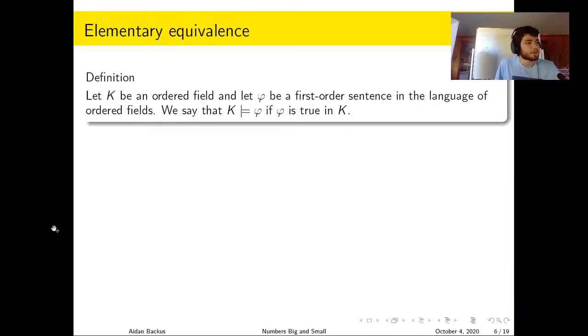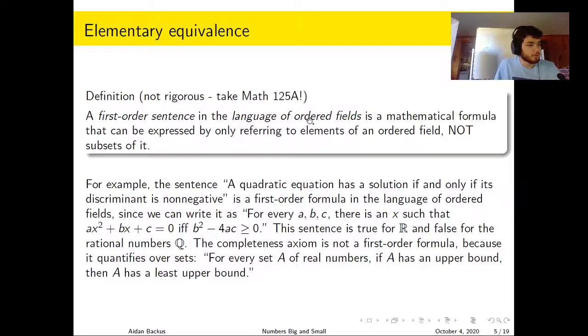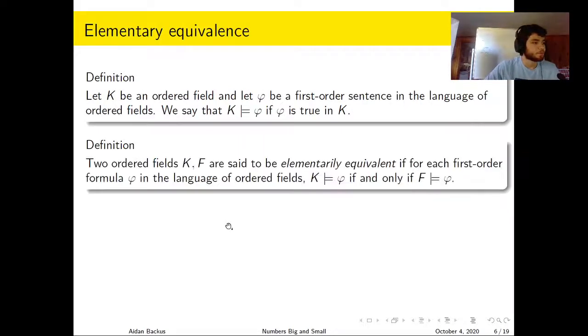Okay, so if K is an ordered field and phi is a first order sentence, we say K satisfies phi if phi is true in K. So for example, the real numbers satisfy this sentence right here. For every a, b, c, there is an x, and so on. And the rational numbers do not satisfy that sentence. And we say that two ordered fields are elementarily equivalent if for every first order sentence phi, K satisfies phi if and only if F satisfies phi.